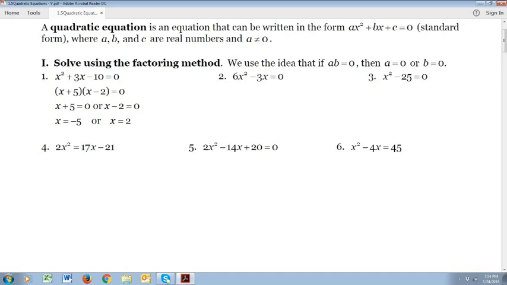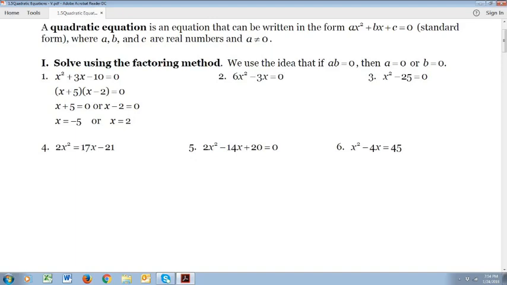In order to be a quadratic equation, it needs to have an x squared in it, and that's going to be the highest power, and that's what makes it quadratic. So if a were 0, there would be no quadratic equation. It would actually be linear. So let's go ahead and get started.